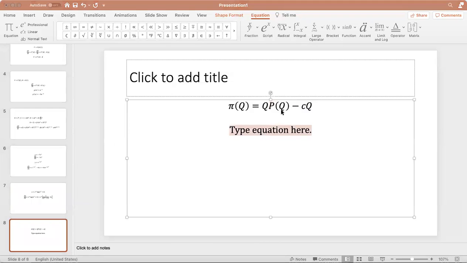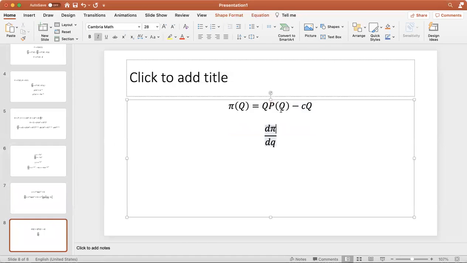Let's get the derivative of d pi with respect to quantity. How does profit behave with respect to changes in quantity sold if you are a monopolist? Okay, so you need to use the product rule, all right? You need to use the product rule.